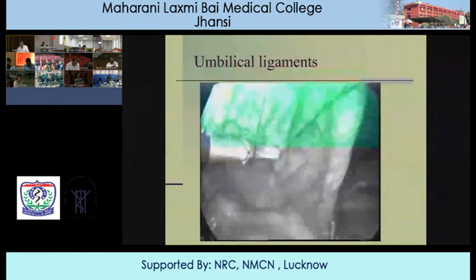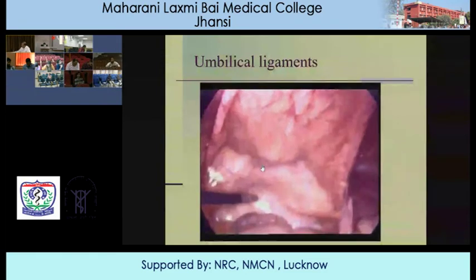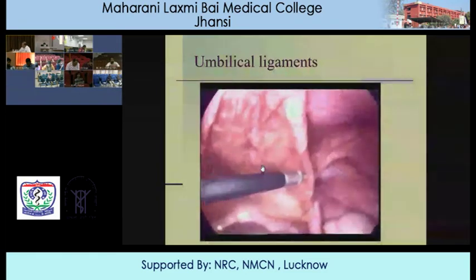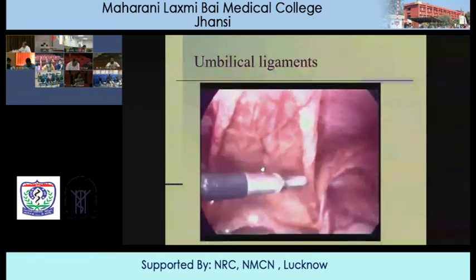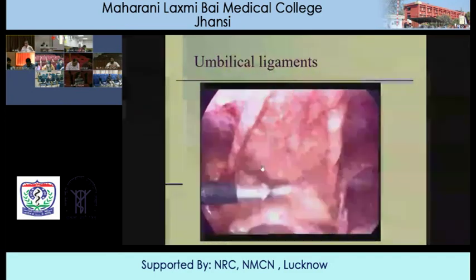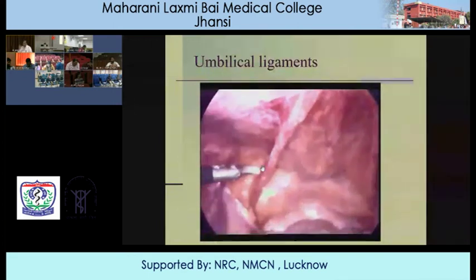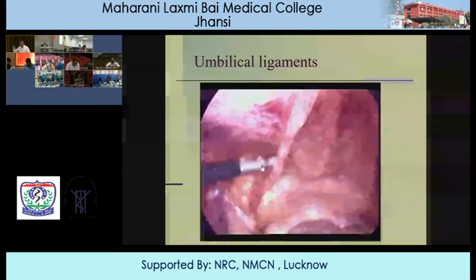Now comes the part that you have to see when you go laparoscopically inside. What is the picture we're talking about? See this ligament, the central ligament. Can you see the central ligament? And then you see these two ligaments. These are now termed umbilical ligaments because all of these are going towards the umbilicus. So you have the median, the medial, and lateral to it you have the lateral umbilical ligament.